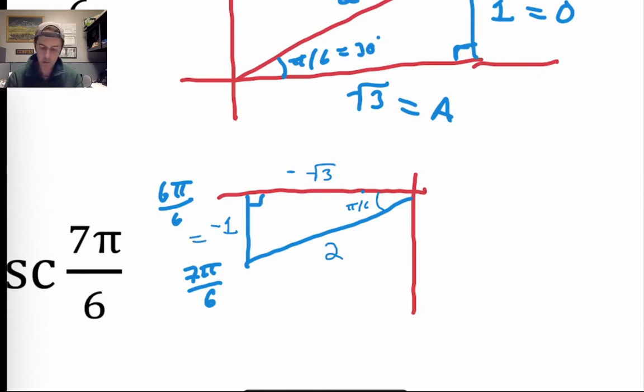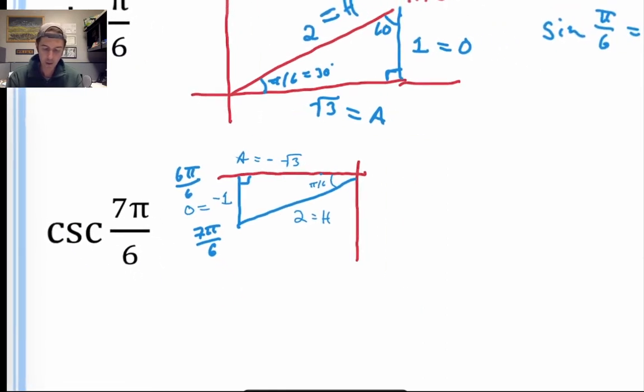The side length that's across from our angle measure is the negative 1, so we could label that with an O. The side length that's next to our reference angle is the negative root 3, so we could label that with a capital A. The hypotenuse is the 2. We've got our O, A, and H.